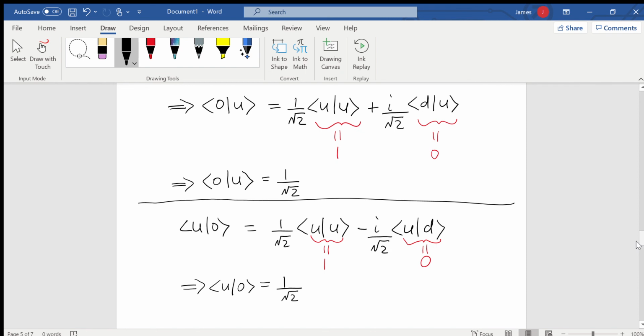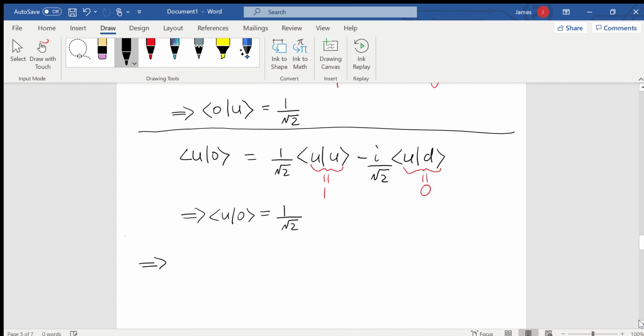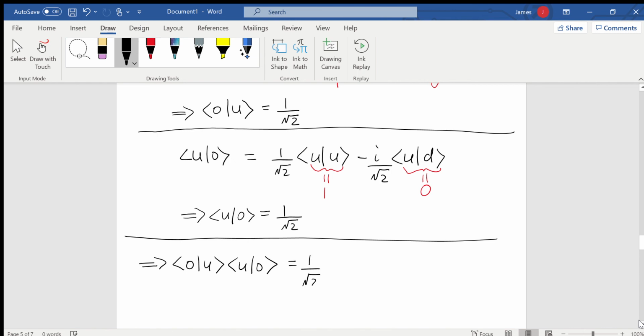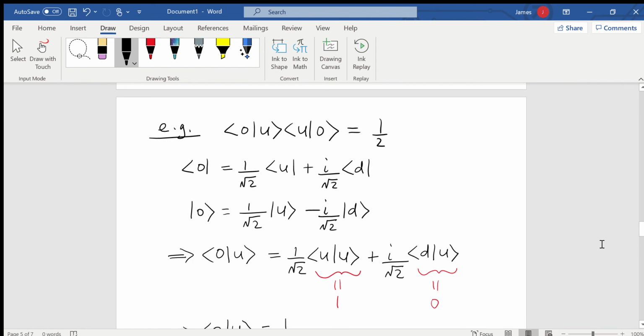Okay, so now I've got both. I can take the product of them. So this implies that the product of brackets <out|up> multiplied by <up|out> is equal to 1 over root 2 multiplied by 1 over root 2, because on both occasions I had 1 over root 2. Well, this just equals 2 over root 2, which is equal to 1/2, which is exactly what we tried to show in the first place.